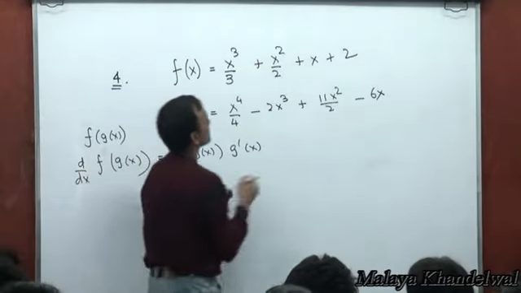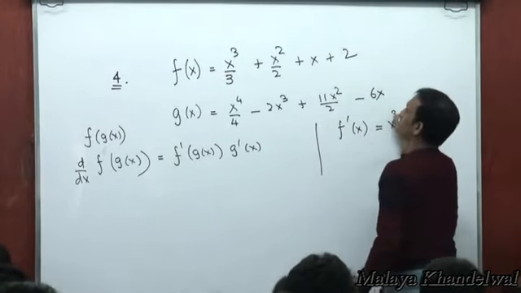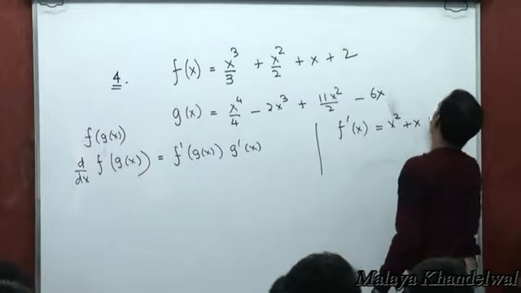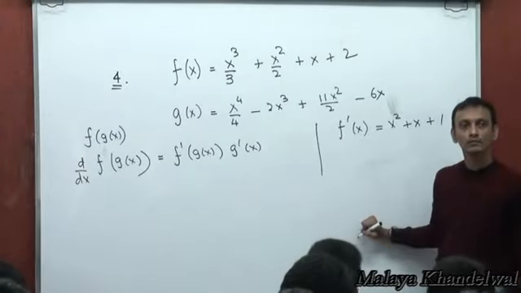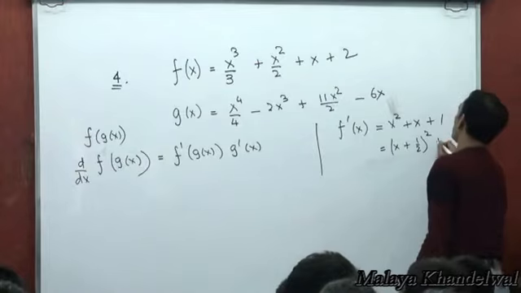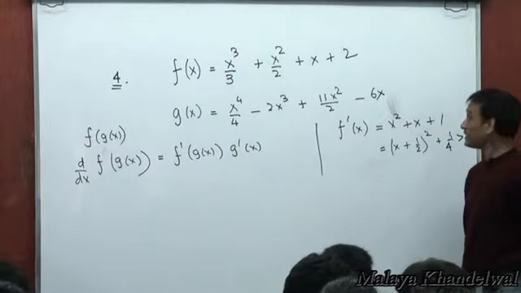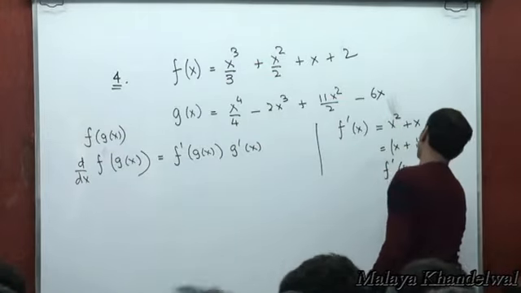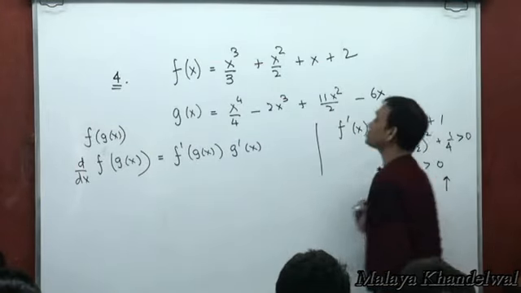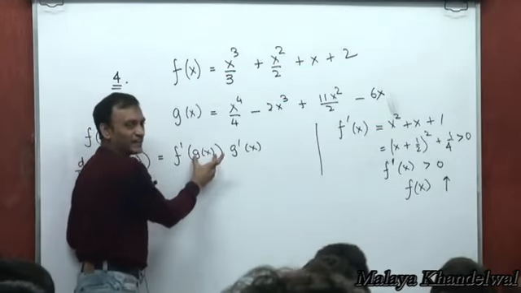Now let's look at this. f'(x) is x squared plus x plus 1, right? Which you know is like (x plus half) whole square plus 1 by 4, which will always be greater than 0, right? That means f'(x) is always greater than 0. That means f(x) must be an increasing function of x. In any case, f' of anything is greater than 0.